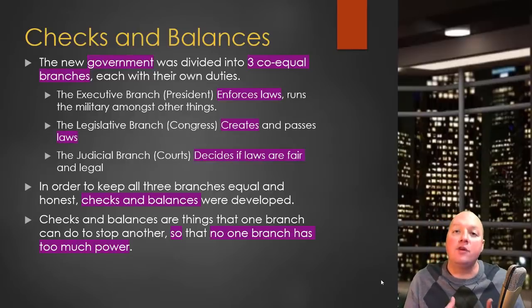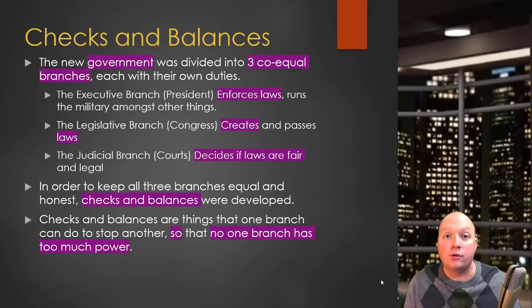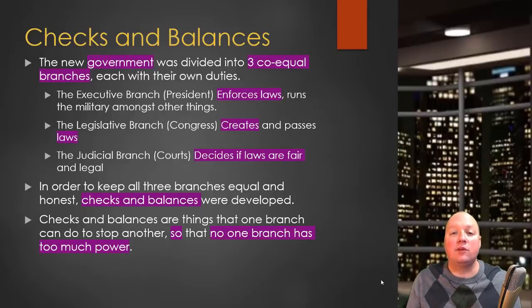And then finally, the judicial branch is the courts. It's the courts that decide if the laws that are created are fair and constitutional. They decide if the laws are well written, they decide if the laws make sense, and they decide if the laws are okay against the Constitution. And we'll talk a lot about checking on laws a little bit later.